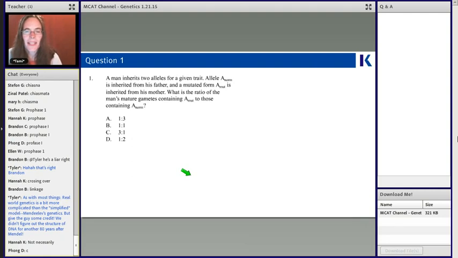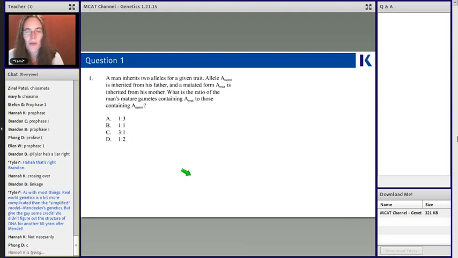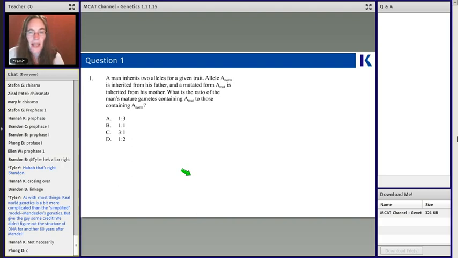Now, let's look at this. A man inherits two alleles for a given trait. Allele A, the normal allele, is inherited from his father, and the mutated allele A is inherited from his mother. What is the ratio of the man's mature gametes containing the mutated to those containing the normal? So we know that this is going to be a ratio. Here's the easiest way to do this. We can draw ourselves a quick picture.